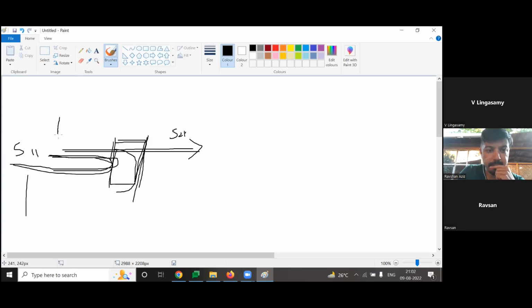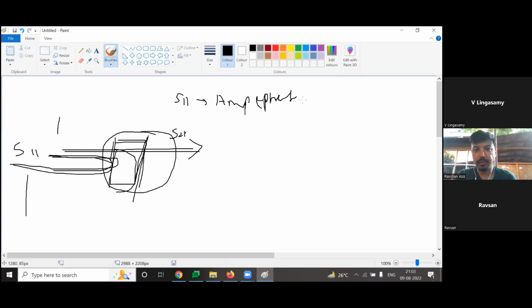So in order to evaluate this unit cell's performance, there are a few things I have to measure. In the case of a reflecting unit cell element, I have to measure S11, which has two components: amplitude and phase. So in the amplitude, what do you infer?